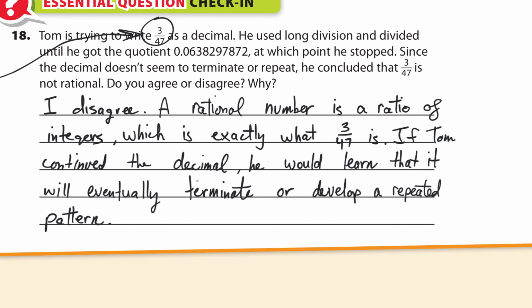So here you go. I disagree. A rational number is a ratio of integers, which is exactly what 3 over 47 is. That's an integer and that's an integer, and together that's a ratio of integers. If Tom continued that decimal, he would learn that it would eventually terminate, so it would come to an ending point, or it would develop a repeated pattern. One of the two is going to happen.